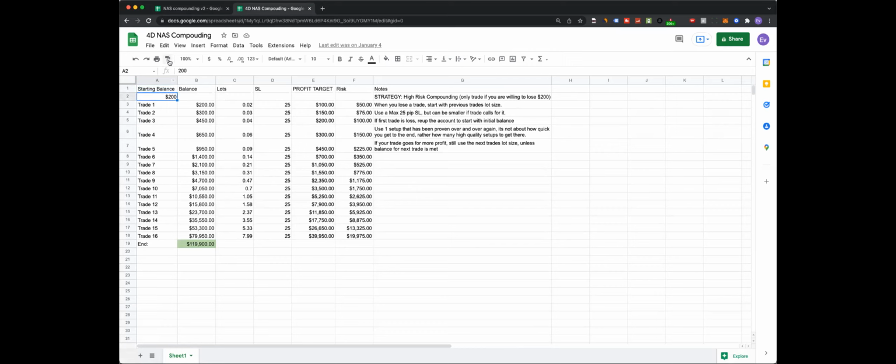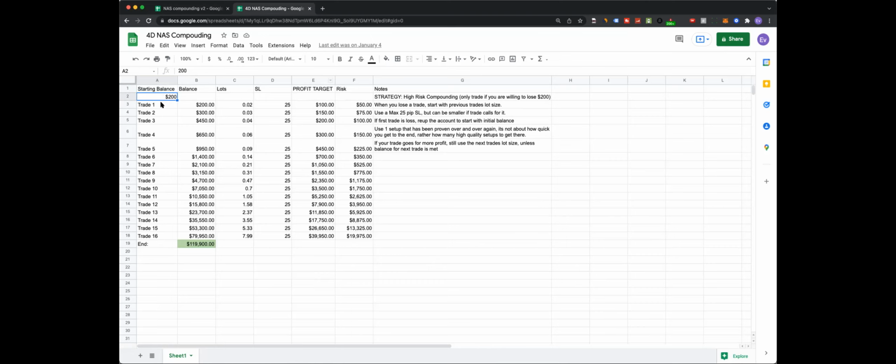With this trading plan, which is for the NAS or the US30, whichever one you want, you're starting your balance with 200 bucks. Trade one, 200 bucks. Your lot size is going to be 0.02. SL max is 25 pips. So the max loss I'll ever take is 25 pips, 25 points, and my profit target is only 100 bucks. So I'm risking 50 for the 100.